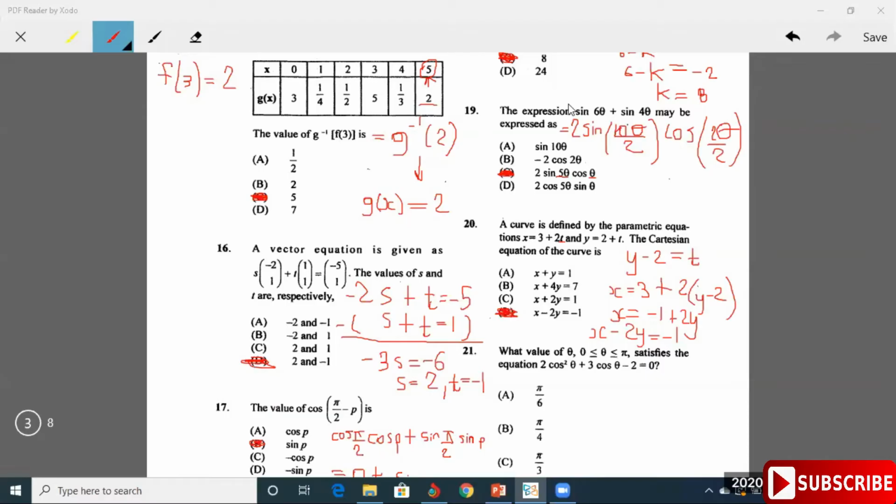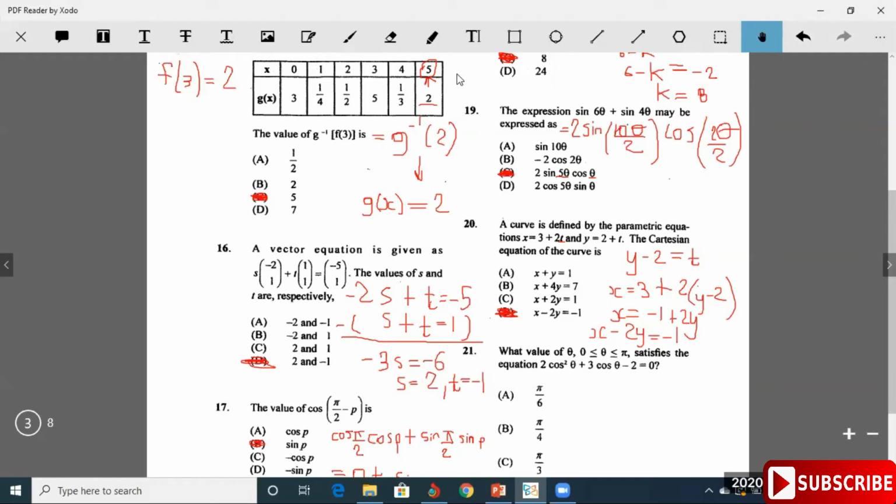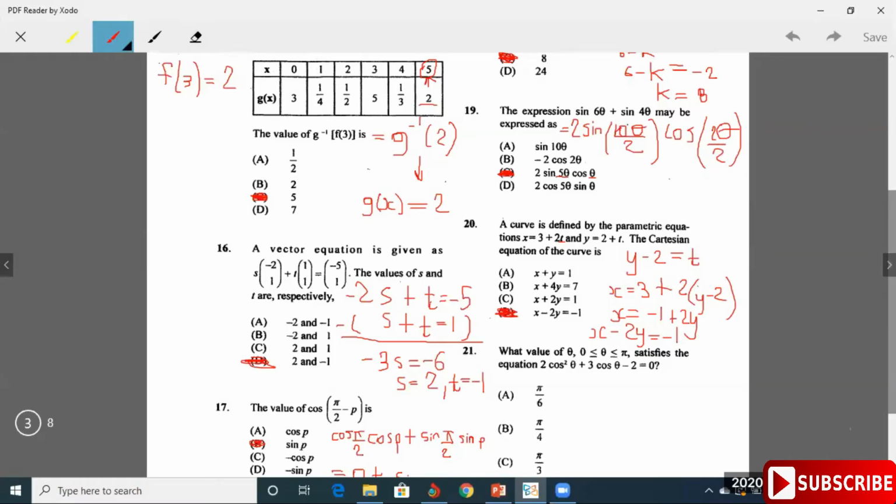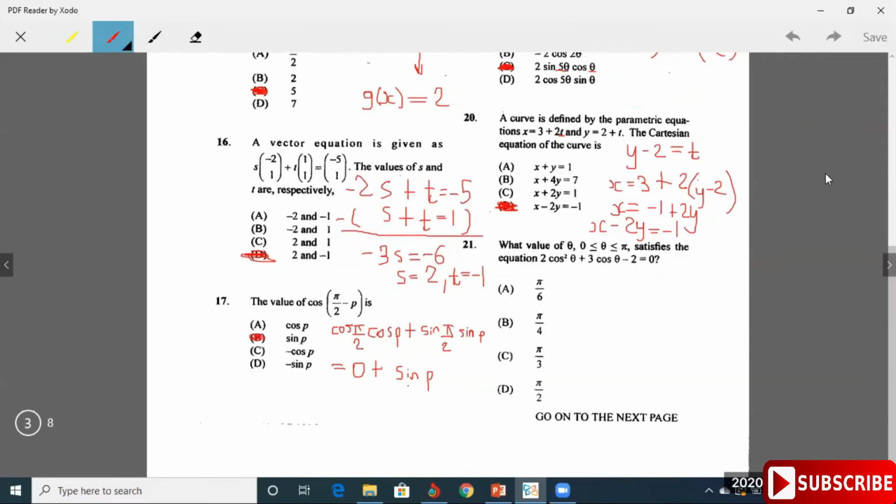All right, question 21. For question 21, we are being asked to find the value. Also, I'm going to send the multiple choice in the chat as well, for those that don't have access to this 2016 paper. I'll send it very soon. So question 21 says, what value of theta satisfies this equation? We need to solve this trig equation.